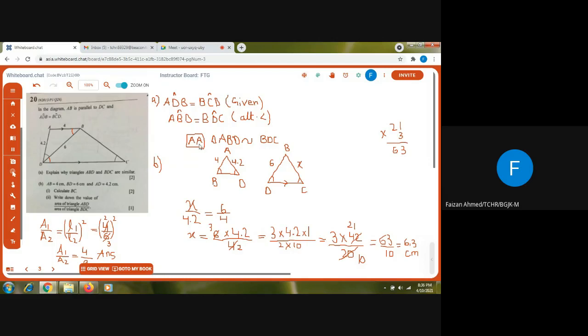According to the angle-angle similarity test, I can say that triangle ABD is similar to triangle BDC, because two pairs of angles are equal in both triangles. So this was the reason why these two triangles are similar.